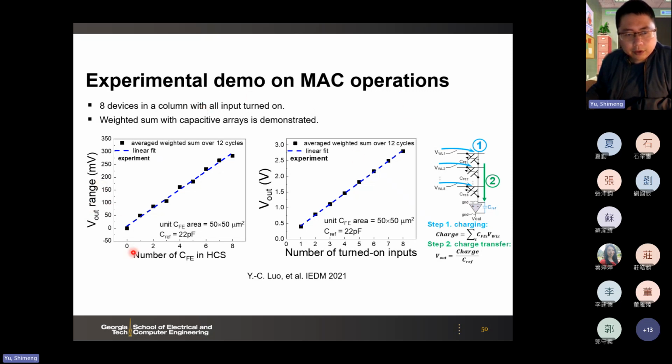So let's say your output voltage is proportional to the number of capacitors that are in the on states, or high capacitance states, or this output voltage is proportional to the number of inputs that are 1. So here we show that the output voltage could be calculated using the input vector and the weight matrix. So this is a small demonstration, but we show the possibility using this charge domain computation.